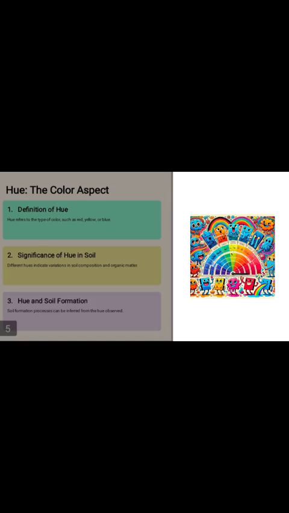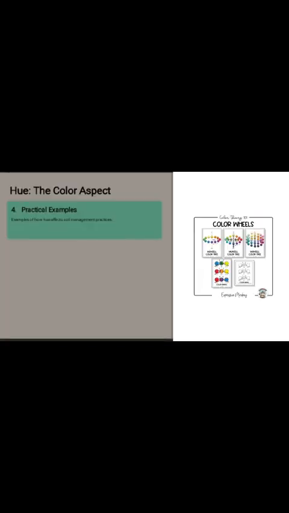Practical example. Consider a painter selecting colors for a landscape to depict a vibrant sunset. The painter might choose hues like reds, oranges, and purple. Each hue selection contributes to the overall mood and realism of the scene, demonstrating a practical application of understanding and utilizing hues in art and design.